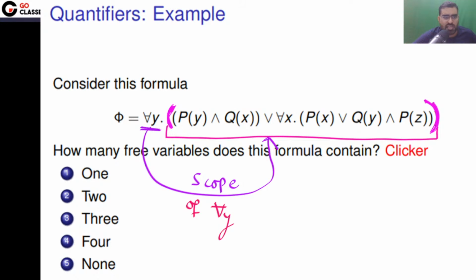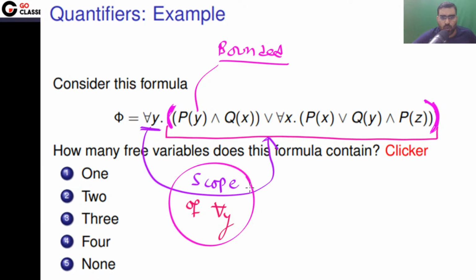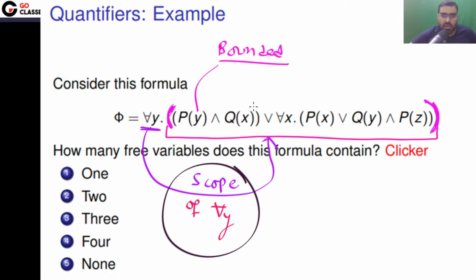Okay, so now the question is asking how many free variables do we have? You can notice this is bounded. Definitely this is bounded, because you can see it is in the scope of for all y, so this y is bounded. Yeah, this x is free, right? This x is free.